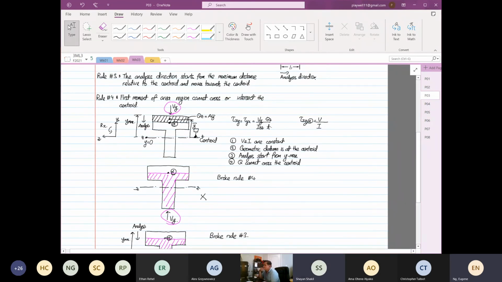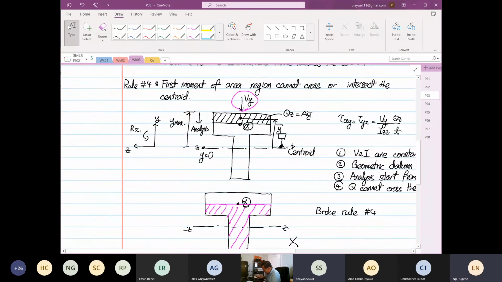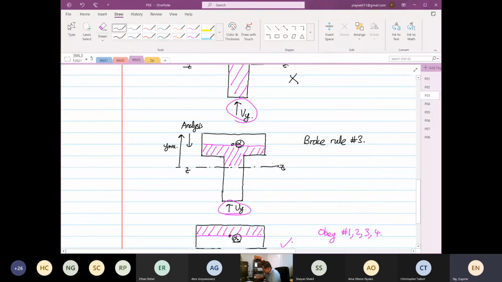Can you go over rule number 3, analysis to start from y max? I couldn't understand why. Rule 3 means if this is 0, y max is at the furthest distance. Yes or no? Yes. That is what it means. It starts from y max and then comes in the analysis in this direction. If we were to choose this direction, this is our analysis direction and it's wrong. That's why I say we broke rule number 3. Yes, that makes sense. Thank you.